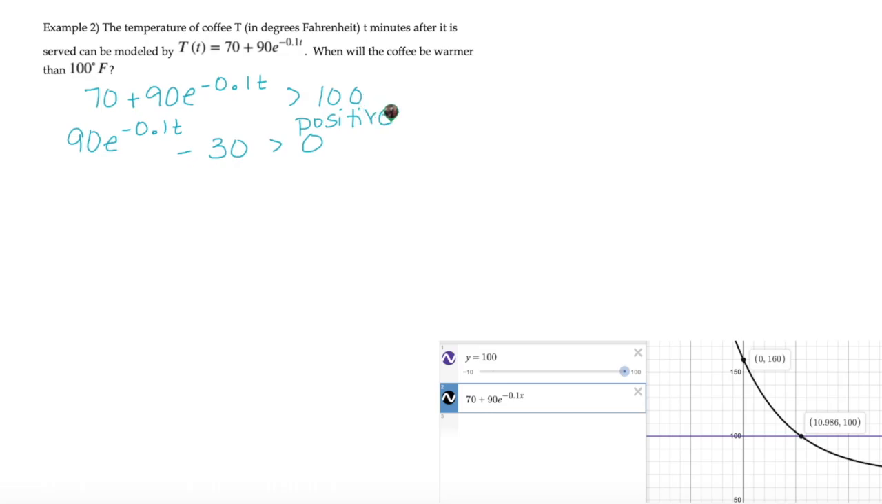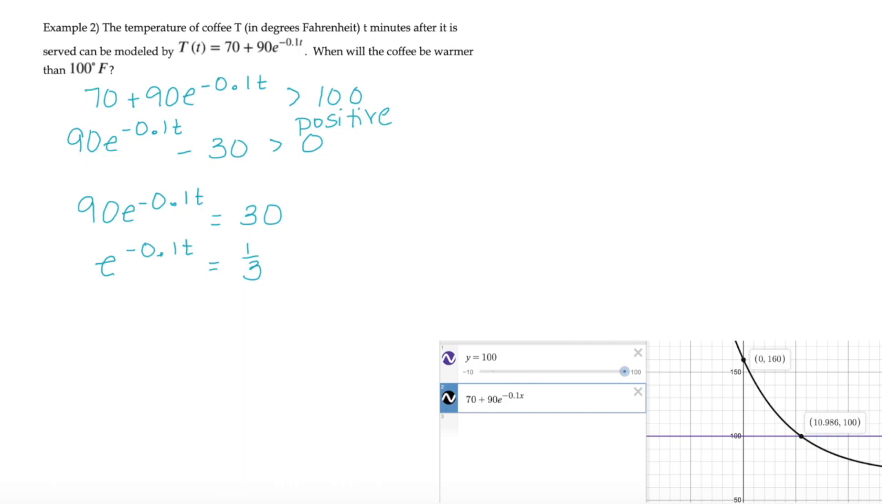So we need to find where our critical values are so that we can solve the inequality just as we've done in previous units. To find the critical values, we'll want to solve. I'll have 90 e to the negative 0.1 t equal to 30 by adding 30 to both sides. Divide both sides by 90. When I divide by 90, I have 1/3. Notice I didn't turn this into 0.3 repeated. I'm leaving it as a fraction in its exact value.